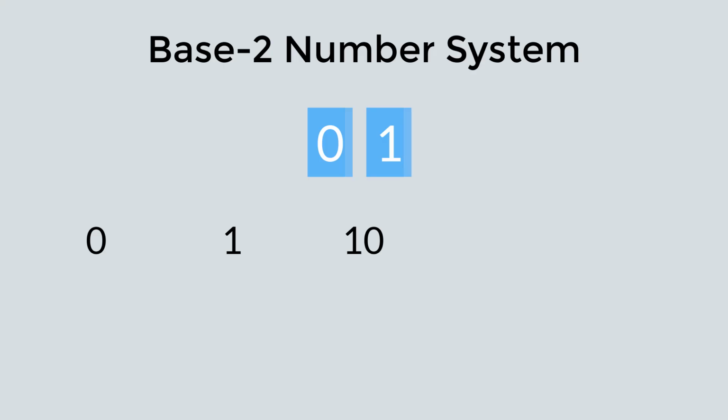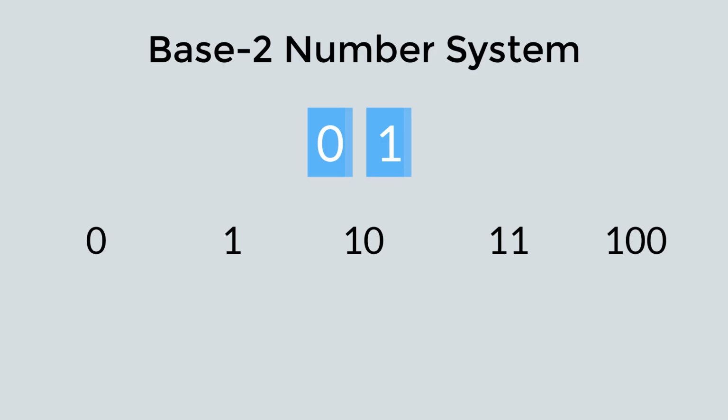In binary, 1, 0 means one group of 2 and 0 extra ones. Then we continue 1, 1. This means one group of 2 and 1 extra 1. After 1, 1, both positions have reached the largest available symbol. So we need a new position and write 1, 0, 0. In binary, 1, 0, 0 means one group of 4, 0 groups of 2, and 0 extra ones.